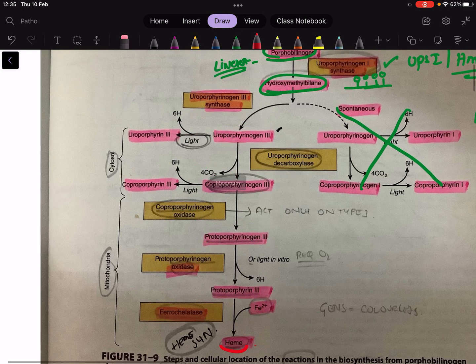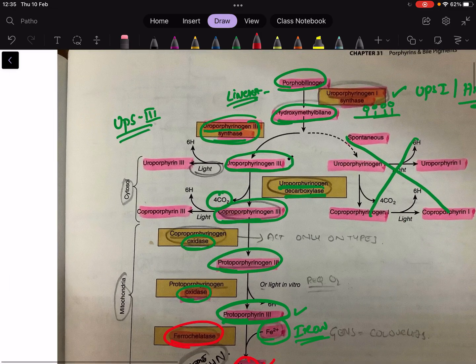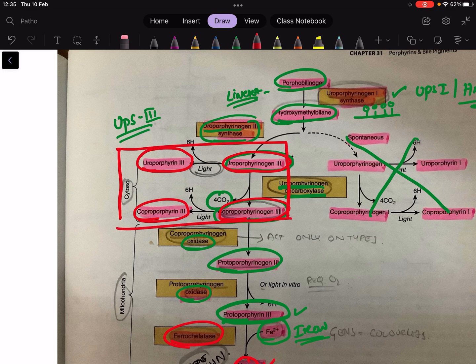Now you are going to ask, sir, what is this, uroporphyrinogen 3 getting converted into uroporphyrin, and coproporphyrinogen getting converted into coproporphyrin? I will talk about this in my next video, because I want to keep this video as short as possible.